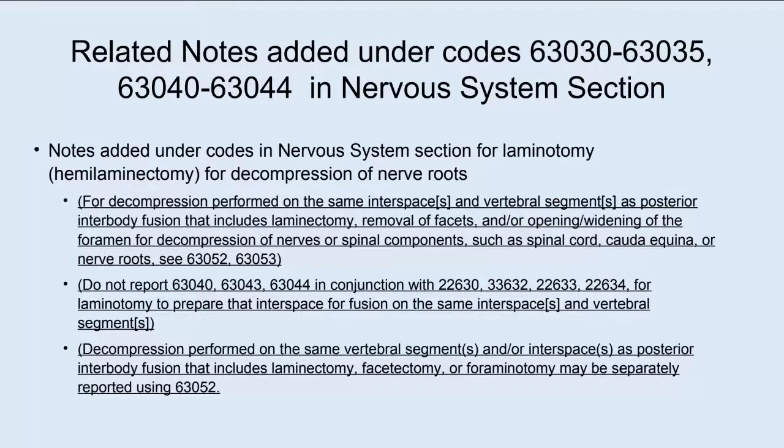So the introduction to the nervous system, spine and spinal column section, has notes added. And this repeats the notes about decompression that we just talked about. For decompression in the same interspace and vertebral segments as posterior and bifurcation, see 63052, 63053. Don't report 63040, 63043, 63034 with the codes in the arthrodesis section of musculoskeletal if it's to prepare the interspace for the fusion. And then again, decompression performed in the same vertebral segments or interspaces can be separately reported. So it depends on whether it's all done at the same time and the intent.